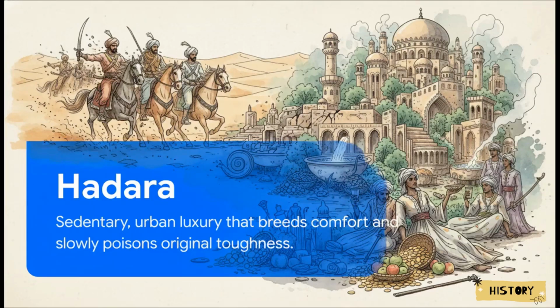Now we enter the decay phase. This is where the empire starts being destroyed from the inside out. The absolute key concept here is hadara. Hadara is sedentary, urban luxury.